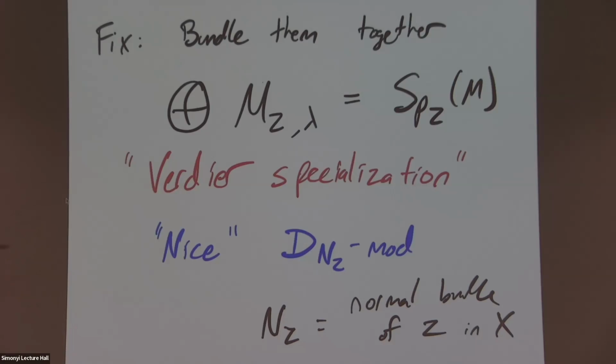This is a nice D module, but now it will sit on the normal bundle. And the normal bundle will probably be singular. So you should think of that sitting inside of X × A^r, where r was your number of defining equations. So the solutions seem to bundle together all of your refined restriction data, and you do get a nice module. This is called specialization. This is the first step in the first word in my title, which is microlocalization.